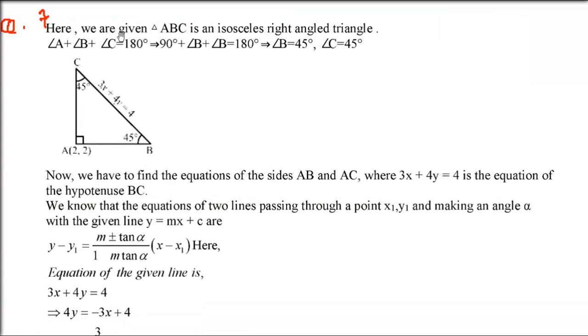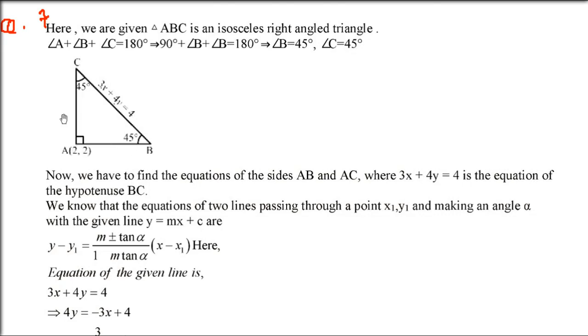Now this is a question, right? Now you understand the concept also. The two lines pass through one point, and each has a similar angle with a single line. So we have: find the equations to the sides of an isosceles right angle triangle, the equation of whose hypotenuse is 3x plus 4y equals 5, and the opposite vertex is the point 2 comma 2.